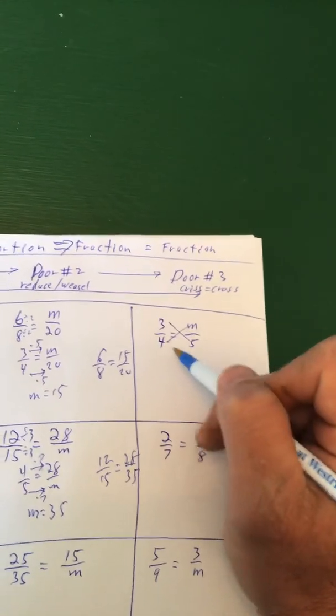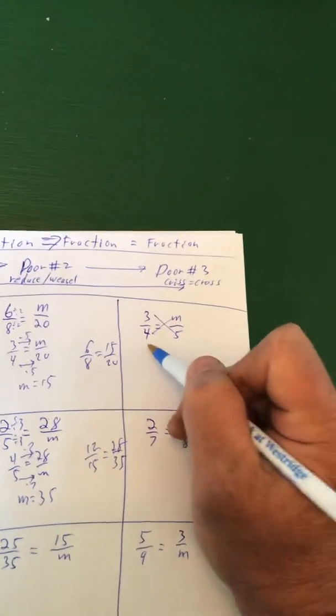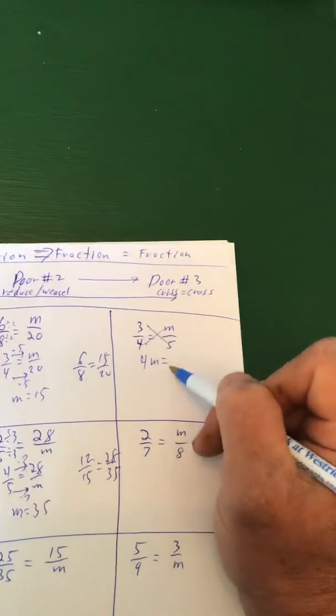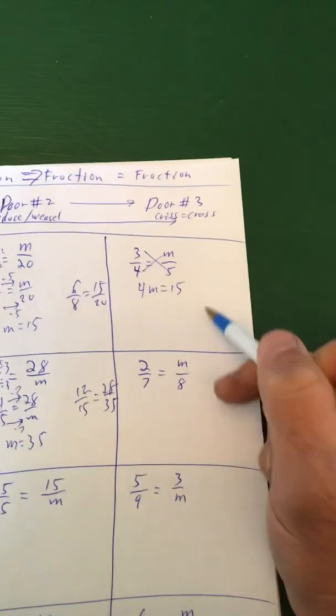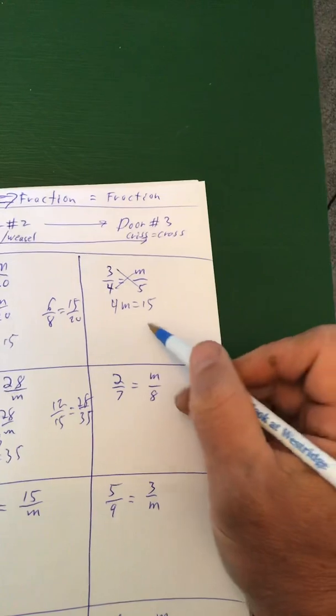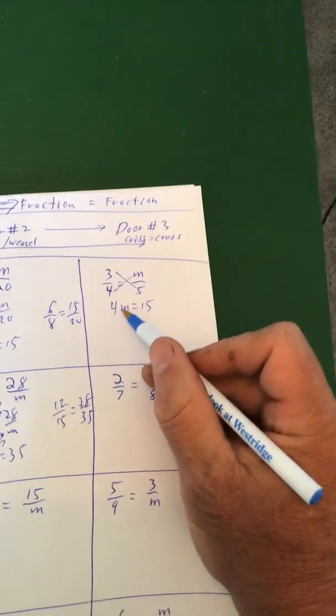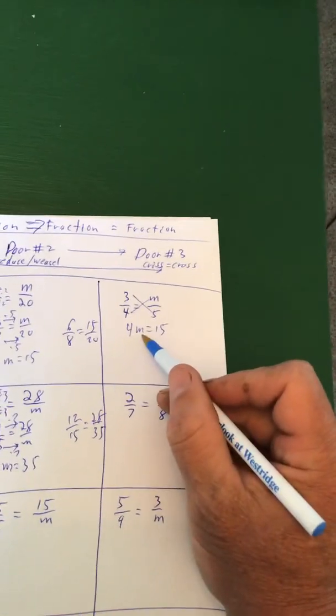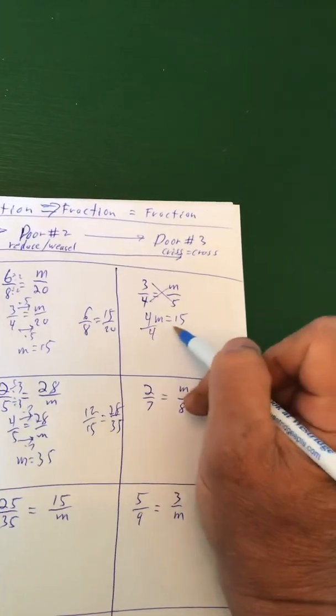And you multiply. I always do the multiplying that has the variable first. So 4m equals 15. You just end up with this nice little one-step equation to solve. My answer is almost 4. 4 times 4 is 16, so it's a little less than 4. Anyways, I'm going to divide both sides by 4.